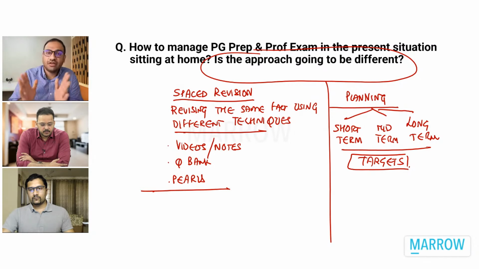Examiners love clinical correlation, whether it's anatomy, microbiology, pathology, physiology, it doesn't matter. Any subject in the first and second year, if you write a clinical correlate to that piece of information, examiners love it, right? So do that.